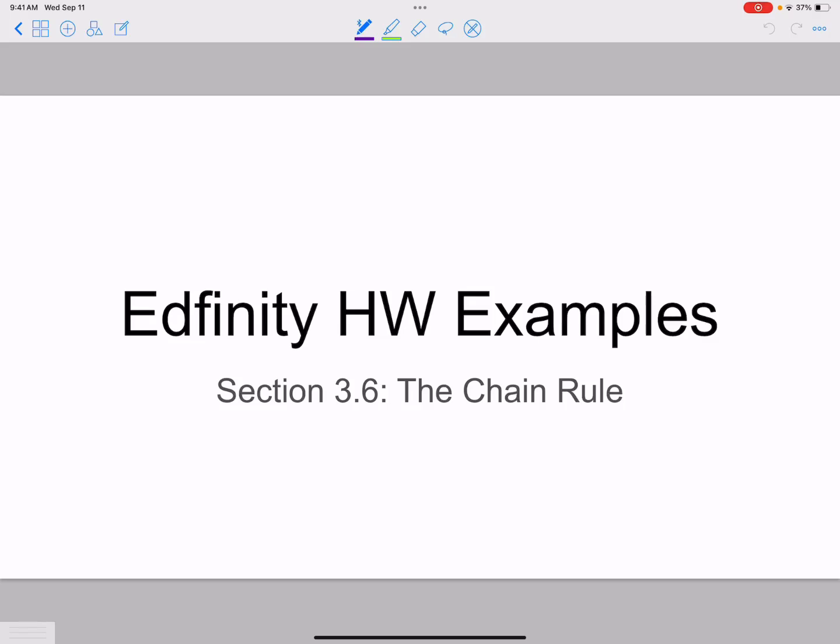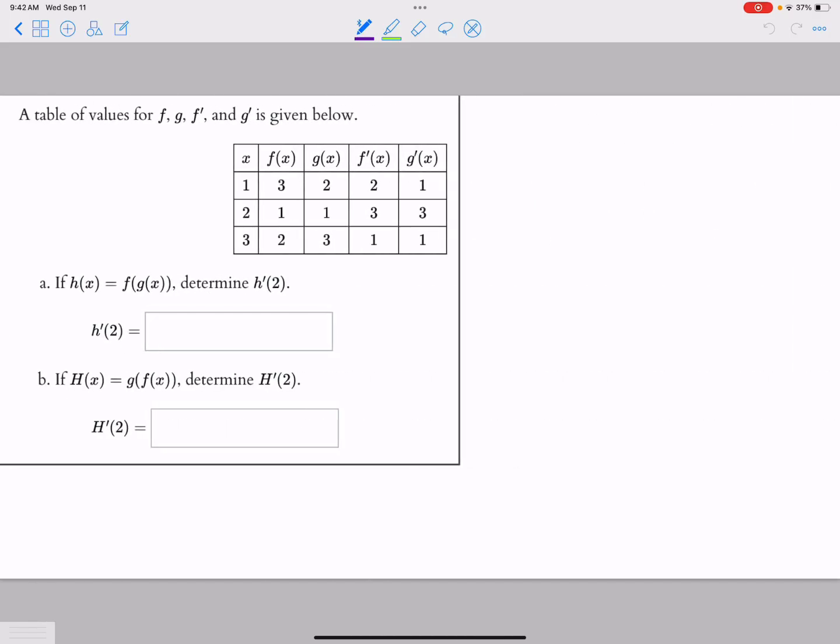So here are two examples from section 3.6 on the chain rule. This first one is more symbolic, and I also know that this type often causes problems for students. So we are given a table of values for f, g, f prime, and g prime. We're told that h of x equals f of g of x. So this is a chain rule because g of x is inside the function f.